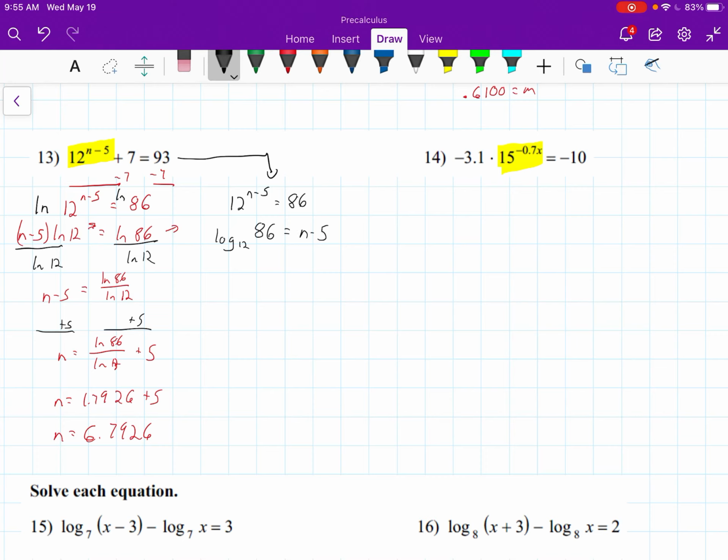Some calculators you can put base 12 in, so you could do that. Or we have learned what's called the change of base formula. The change of base formula simply tells us we can change any logarithm to a logarithm with whatever base we choose. So once again, I would choose natural log. So I could do natural log of 86 over natural log of 12. That's the change of base formula that we've learned.